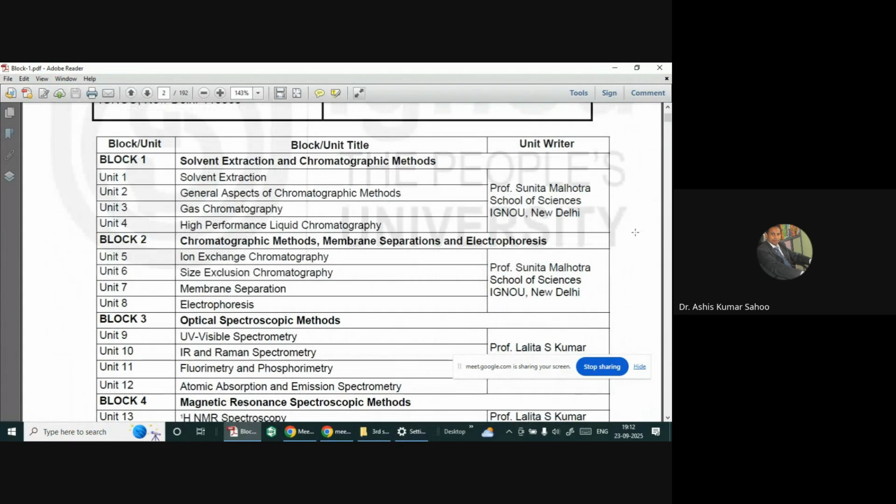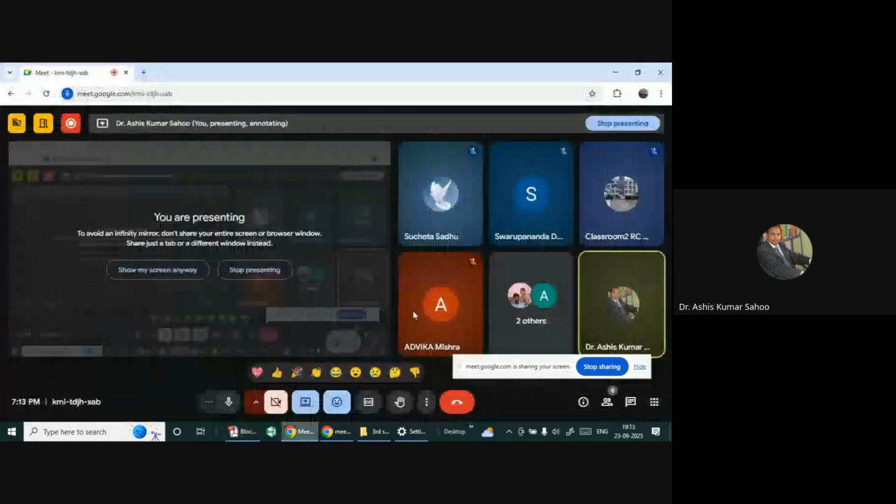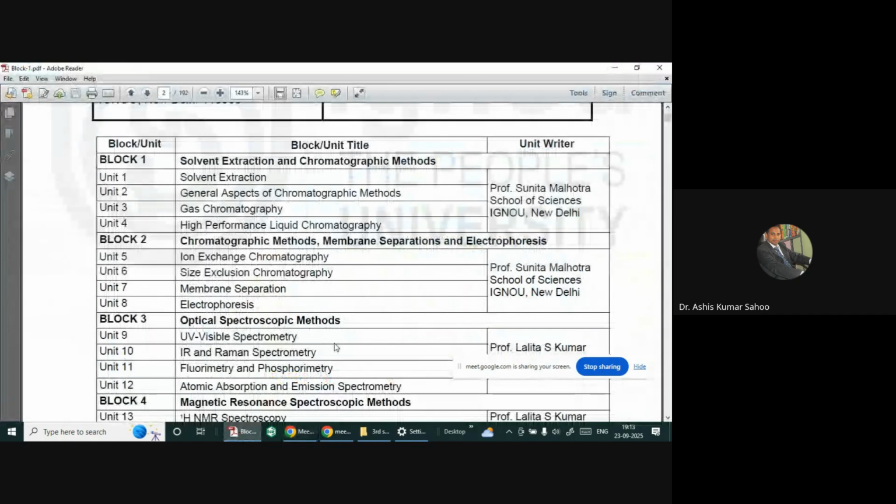Here in block 1 we have unit 1, solvent extraction. Already we have discussed general aspects of chromatography methods. Unit 2, gas chromatography. Unit 3 we have already discussed. Unit 4, high performance liquid chromatography. Block 2, unit 5: ion exchange chromatography, size exclusion chromatography, membrane separation. Already we have discussed units 5, 6, 7, 8. So till now we have discussed electrophoresis and blocks 1, 2. Next we will go to different spectroscopy methods.